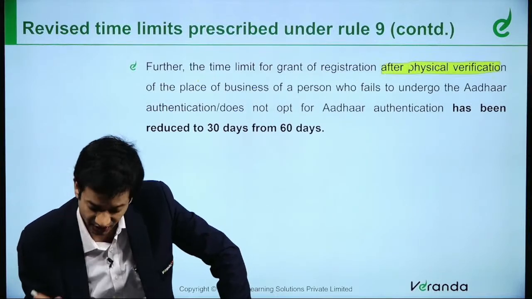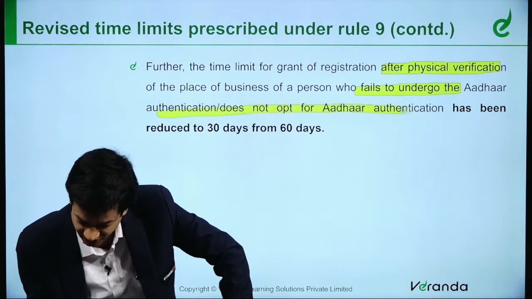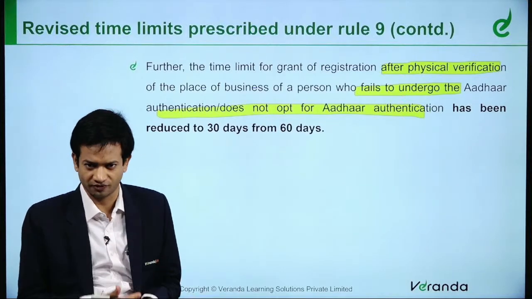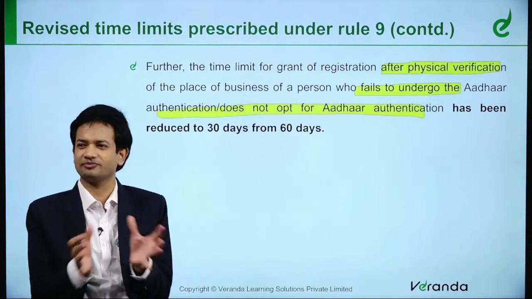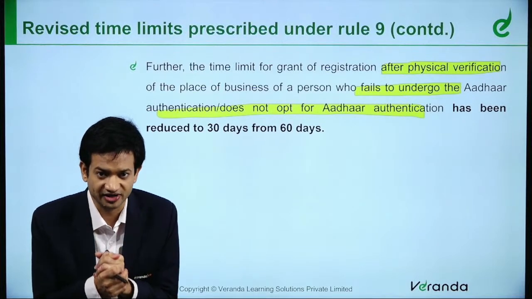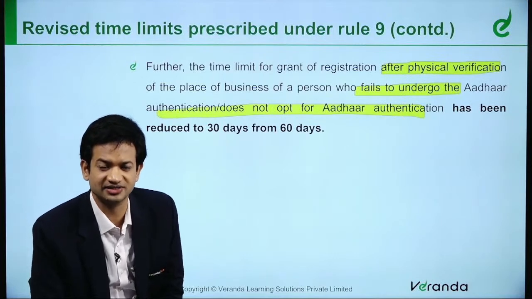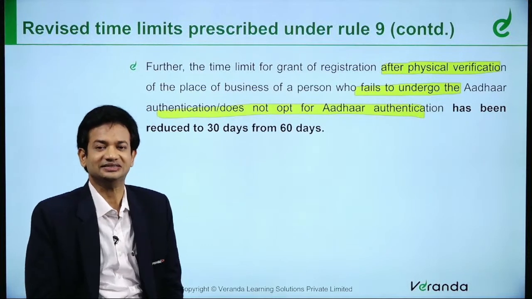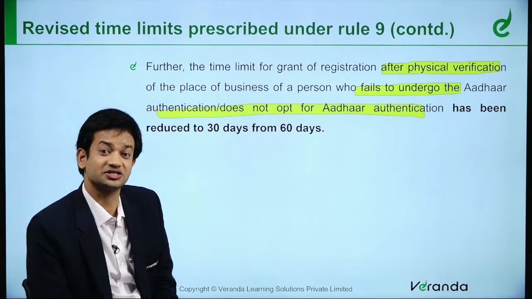Now, if there is a physical verification, the time limit for grant of registration after physical verification, where a person fails to undergo Aadhaar authentication or does not opt for the authentication, has been reduced to 30 days from 60 days. See, if a person does not opt for Aadhaar authentication or Aadhaar authentication failed, let's say the OTP, there was an error or some reason, the authentication failed. If the authentication fails, the proper officer will generally physically visit the premises and then give the number. So, if the officer will visit the premises, then we give a time limit of up to 30 days. Earlier it was 60 days.